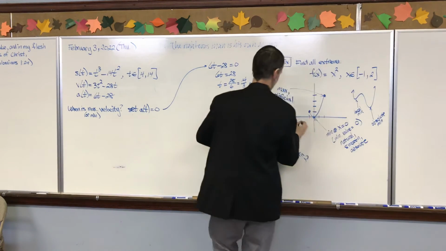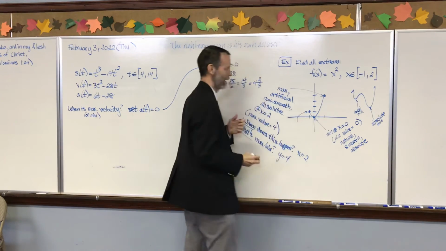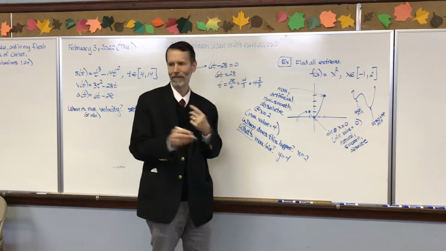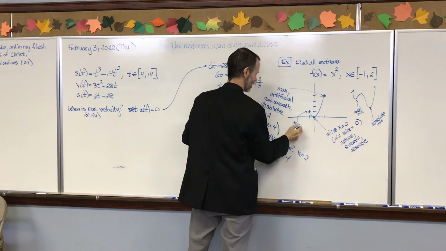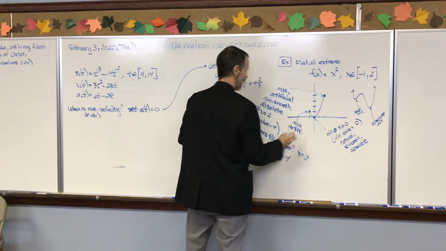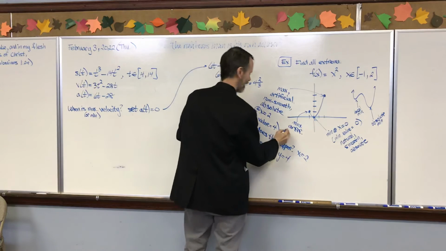And then in this one, Jonah, go ahead and do that. Max or min? Max. Natural or artificial? Artificial, correct. I'm going to abbreviate here. Smooth or non-smooth? Non-smooth.